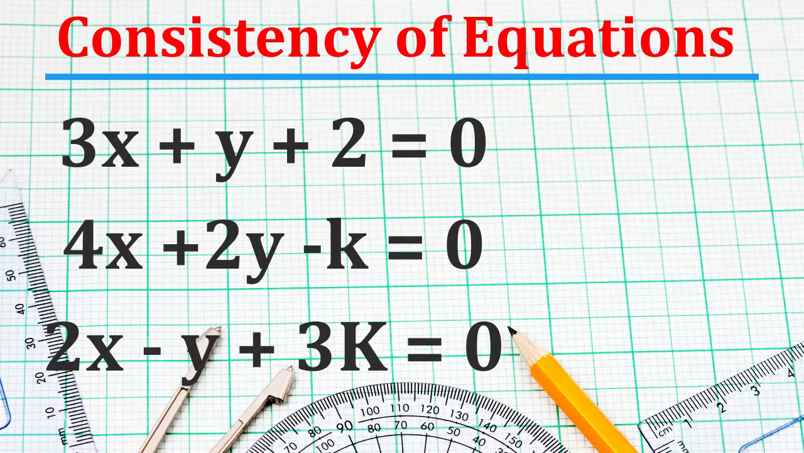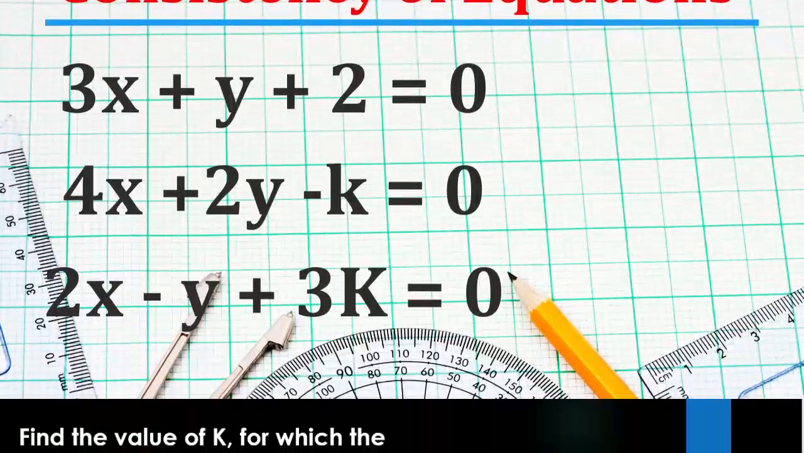A set of equations is said to be consistent if it has a unique solution, but it is said to be inconsistent when there is no unique solution. In this lesson, we'll see how to use the determinant to check for consistency in a set of equations. That said, let's get into class.